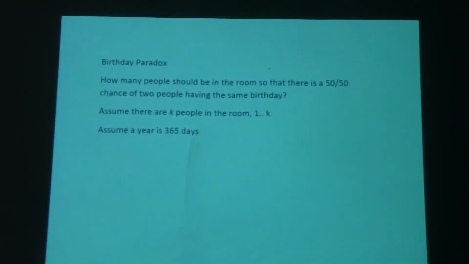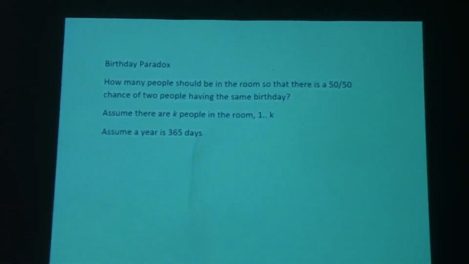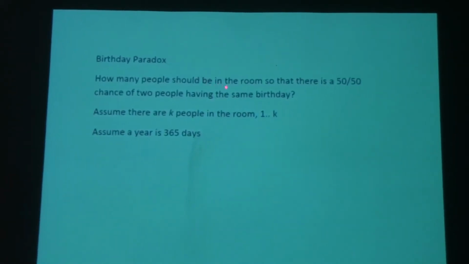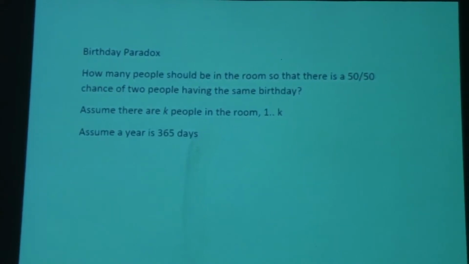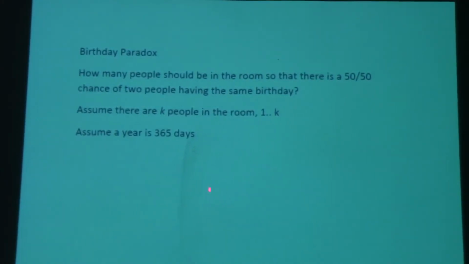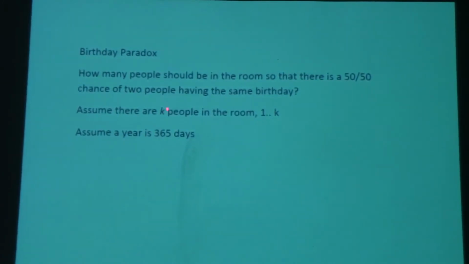This is called the birthday paradox. The question is: how many people should be in a room so there's a 50-50 chance, equal probability, that two people have the same birthday? We'll assume that there are k people in the room, and we're going to number the people 1 to k: 1, 2, 3, up to k. We'll also assume that there are 365 days in a year.